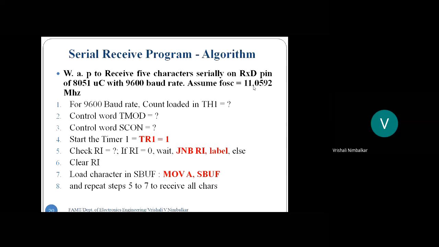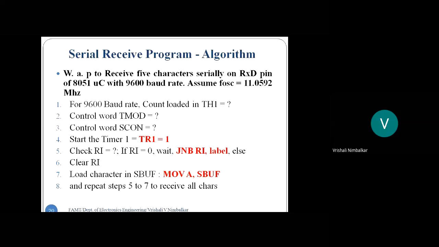Oscillator frequency given is 11.0592 megahertz. Take the frequency whatever is given to you. If the oscillator frequency is not given, students, always take this frequency, 11.0592 megahertz, for serial reception and serial transmission.